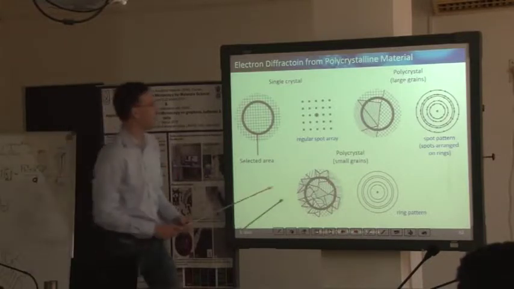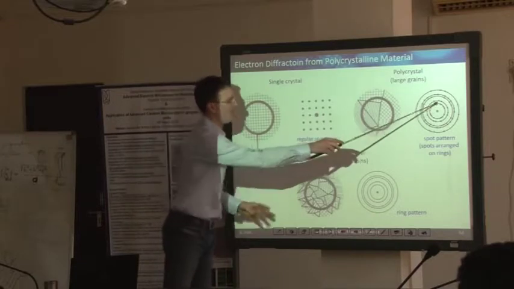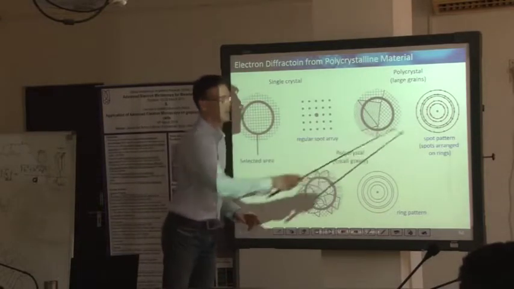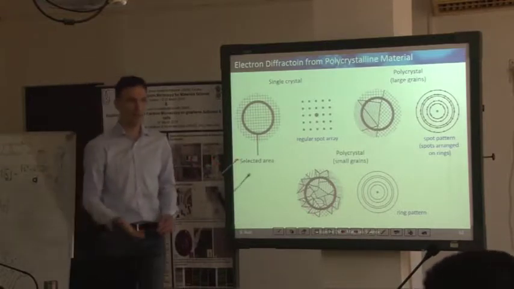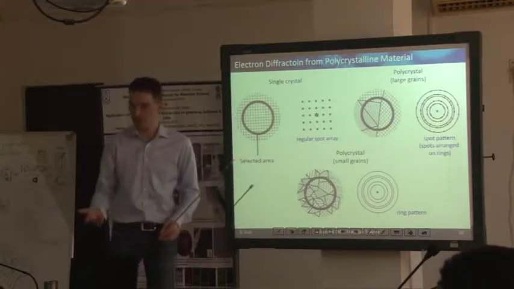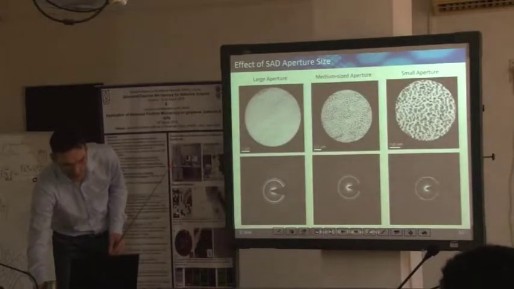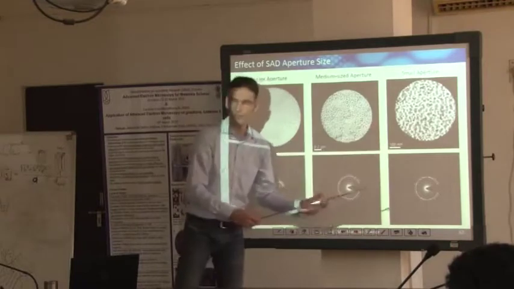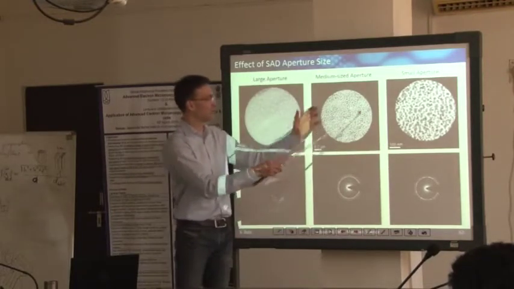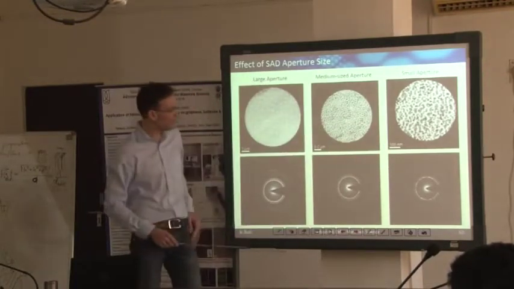So this is what I mentioned. If all those reflections are on rings, according to our selection rules and our reciprocal lattice, which is related to the crystal structure. And here's just an example of how this evolves if you use a smaller and smaller aperture for the same grain size. This is just a gold film.